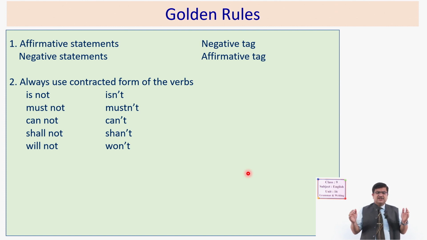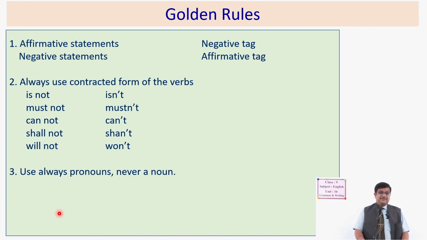You cannot use "cannot." So the question tag, the definition itself says, is a short form of a question. They come at the end of the sentence for clarification. Isn't it? Very good. So never use the full form of the verb. Use the contracted form of the verbs in the form of tag. We must use the contracted form of the verbs in the form of tag.